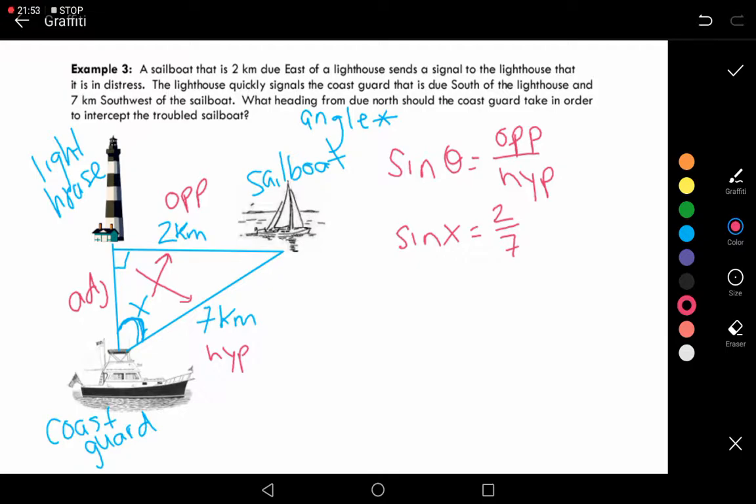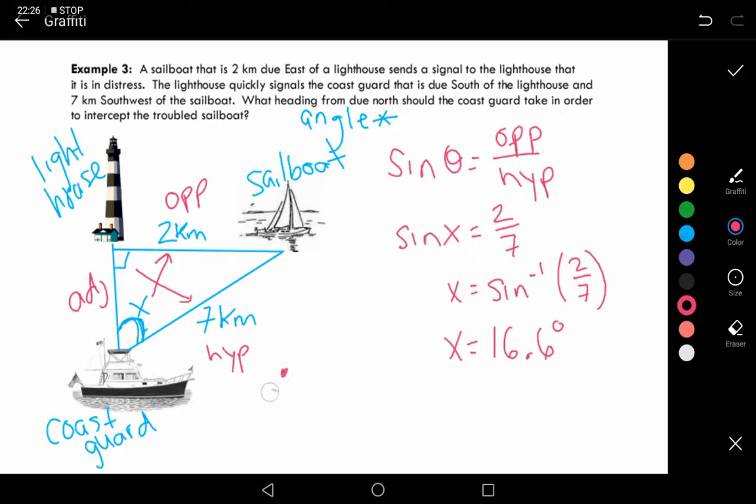Okay, because we are trying to find that angle, this is where we have to use that inverse, right? In order to get rid of sine from my left-hand side here, I need to take the inverse sine of both sides. So I have X equals sin^-1 of 2 over 7. Again, typing that in on your calculator, you're probably going to do 2 divided by 7 and then take the inverse sine of that. You should get 16.6 degrees.